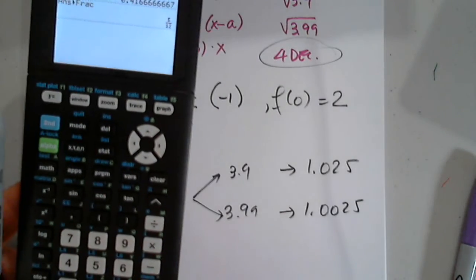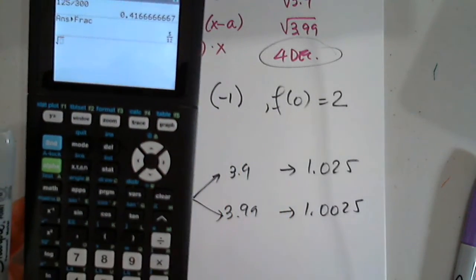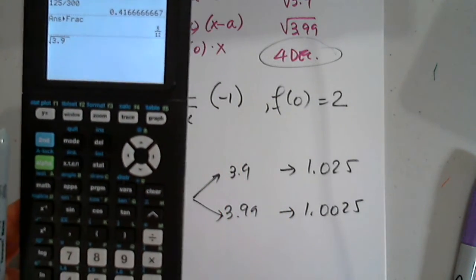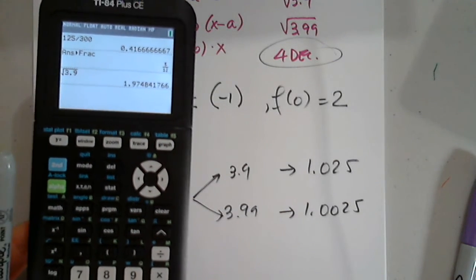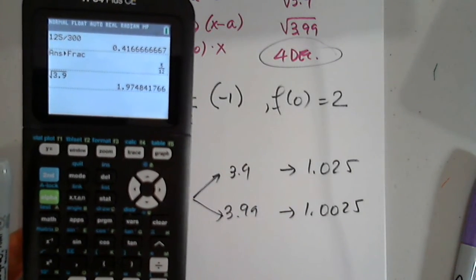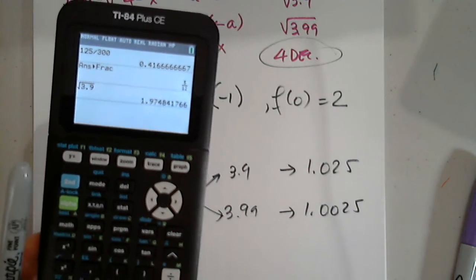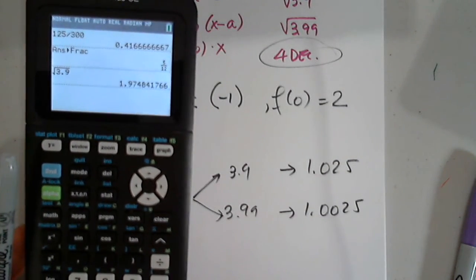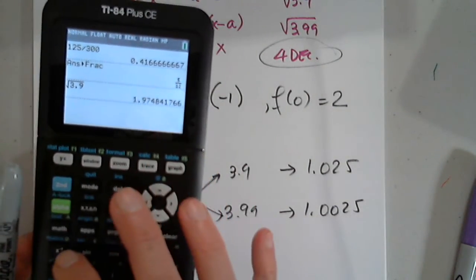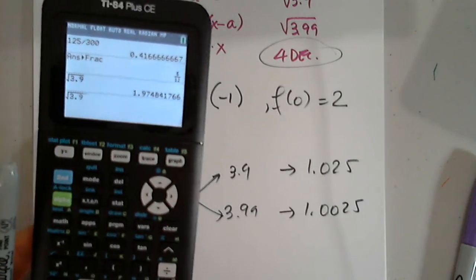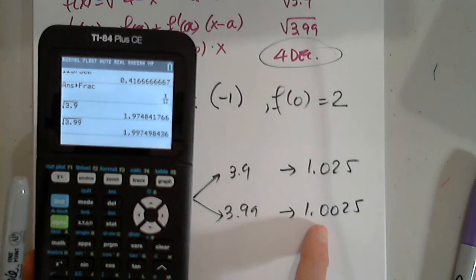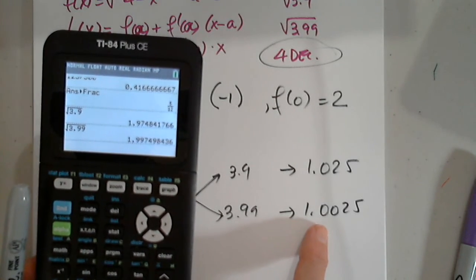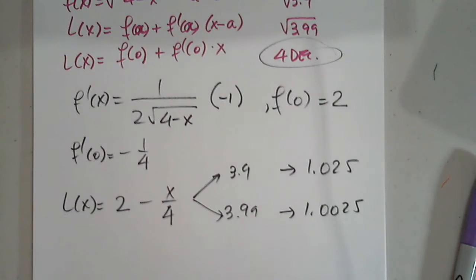So I'm doing it with the calculator because I don't want to switch again over there. So 3.9, versus 1.0025, we should expect some error. There must be, because I'm not using the function, I'm using the approximation, which is the linear approximation. And then the square root of 3.99, the actual is this, and we have a minor error, as expected, because we are not using the function.